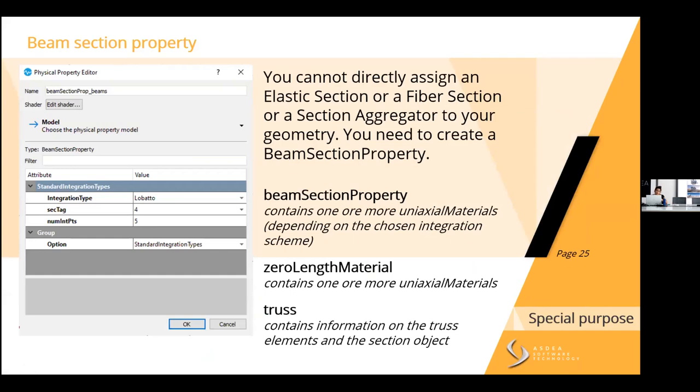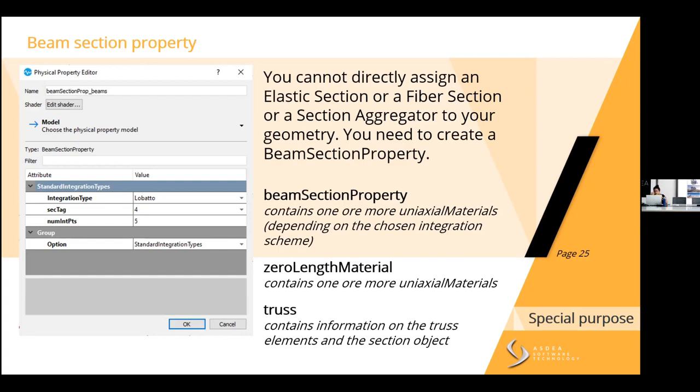So let's say the most basic example of a special purpose is the beam section property. With the beam section property, in the one that I'm showing you now, you're just choosing the most used integration scheme and selecting the section to reference and apply to your element. But if you want to choose another integration scheme that allows you to apply a different material to different integration points of your section, you will be able to use the special purpose beam section property as a container of all of these materials.